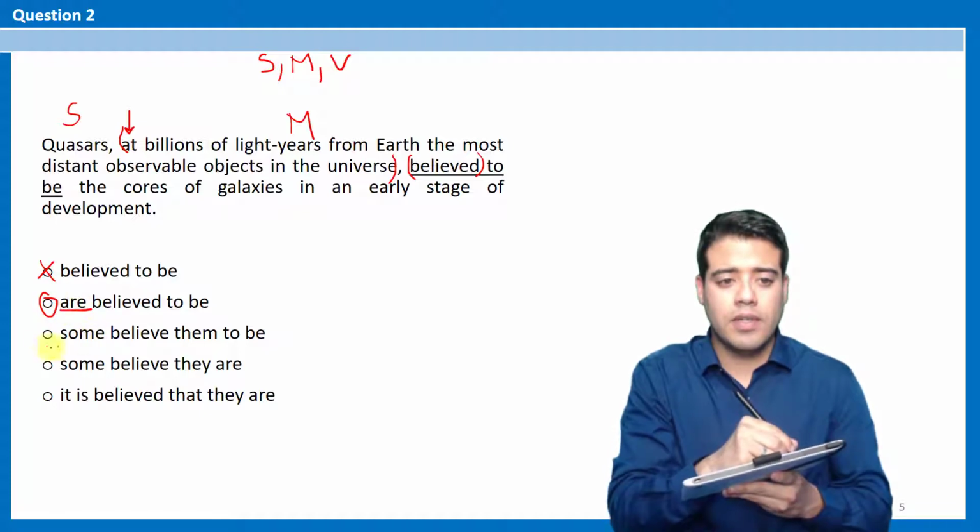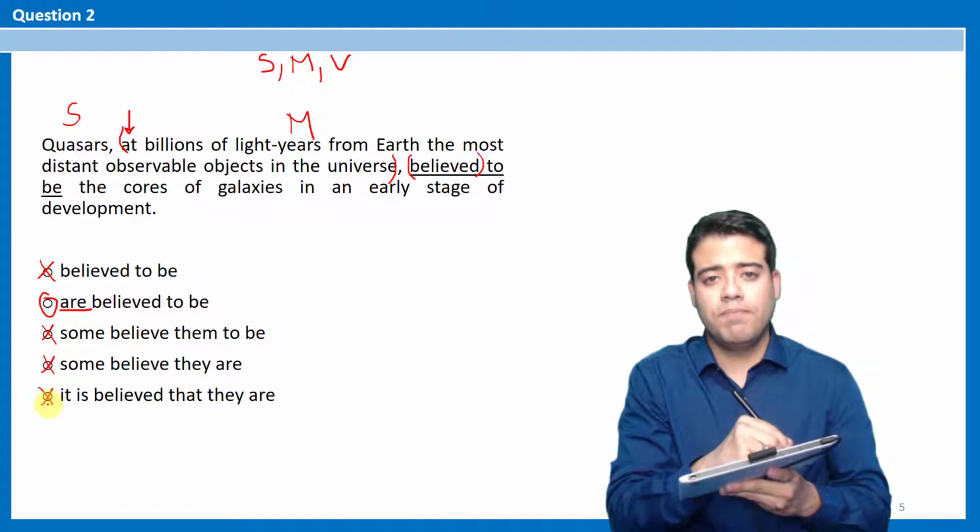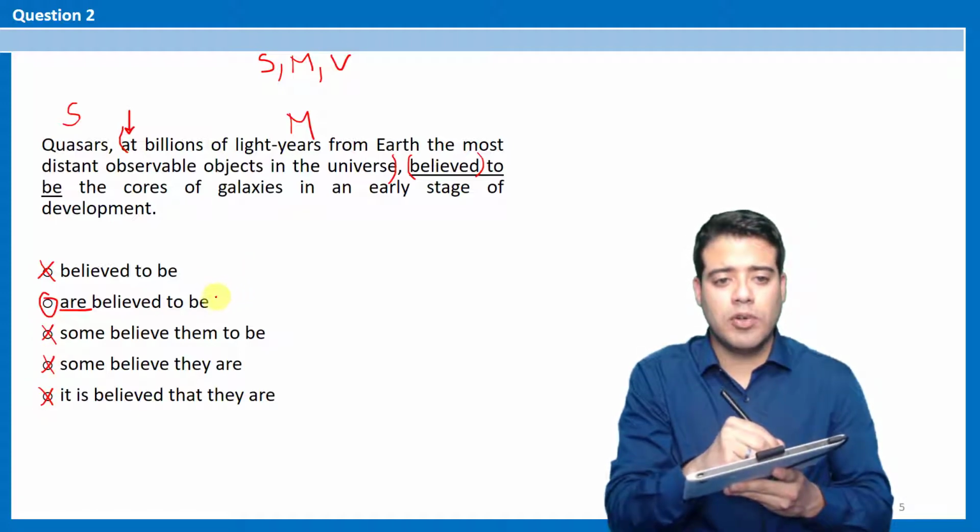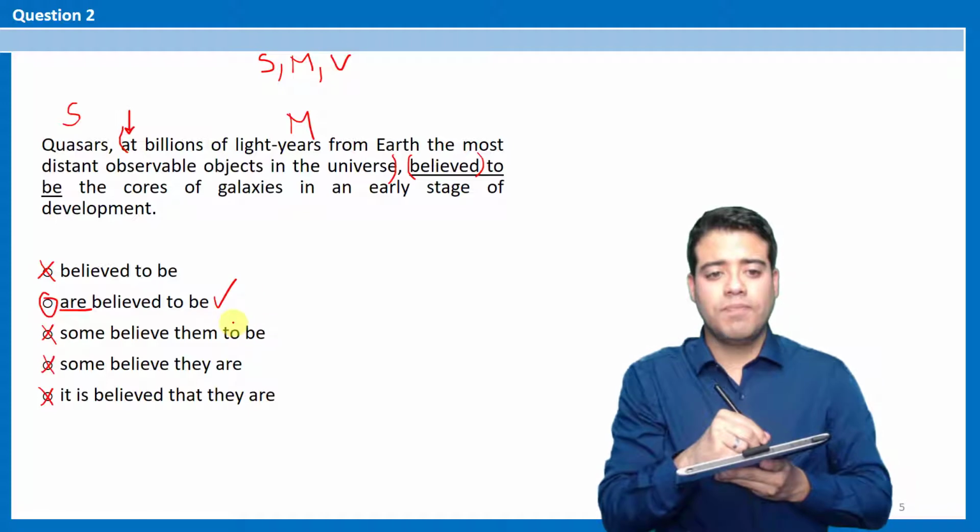Are is a verb. Some is not a verb. It is not a verb. So answer choice B is the only possible choice.